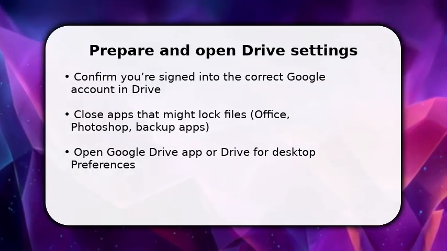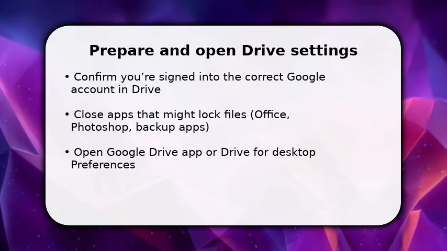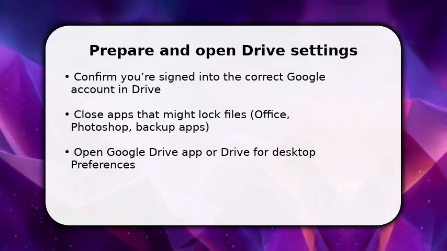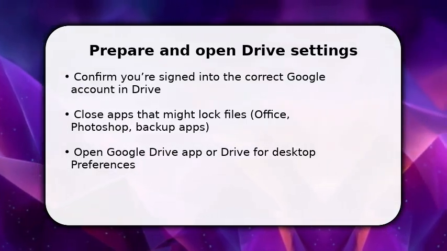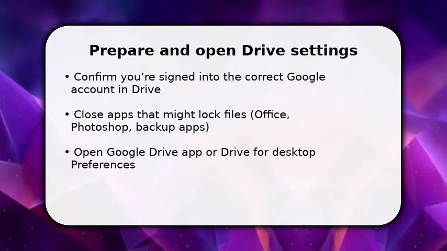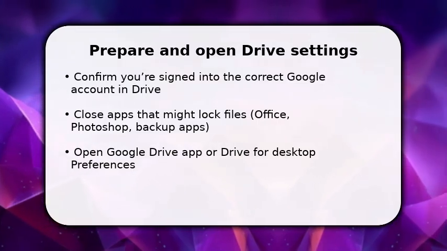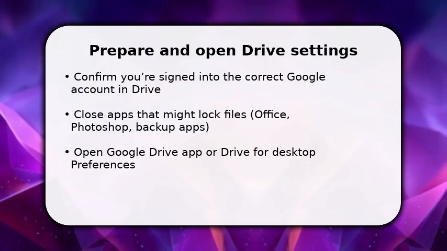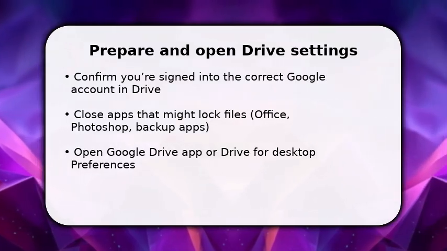Now open Google Drive. On mobile, use the app. On desktop, open Drive for desktop and click the system tray icon. Once open, go straight to Preferences or Settings to access sync controls. This is where you'll stop automatic uploads rather than deleting files.